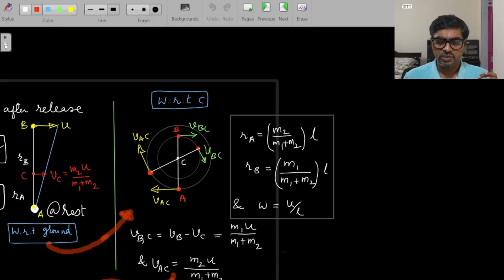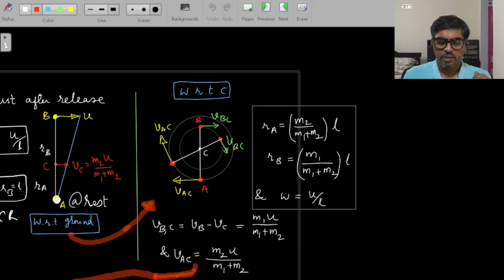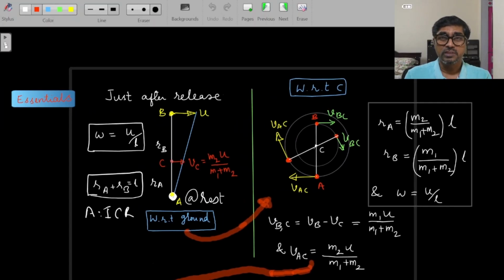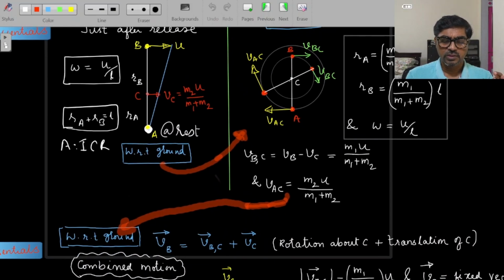Also the separations RA and RB, the center of mass will divide the line joining in the inverse ratio of masses. That also you should know, and these are all very standard results. These are all things you are supposed to be knowing. I am just mentioning. And one more thing here, omega you observe, it will continue to be u by L. When you change the frame of reference, as long as you are working in translating frame, angular velocity would not change. Angular velocity in ground frame is u by L, angular velocity in the center of mass frame also u by L. So that's the point.